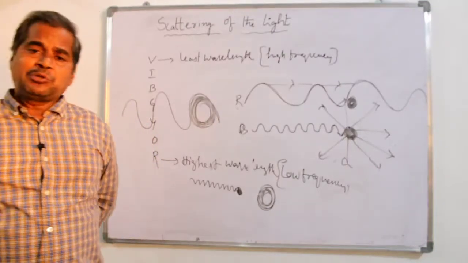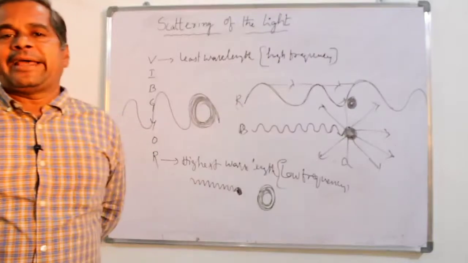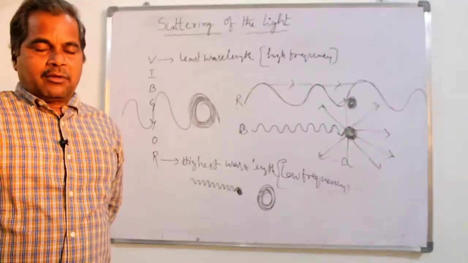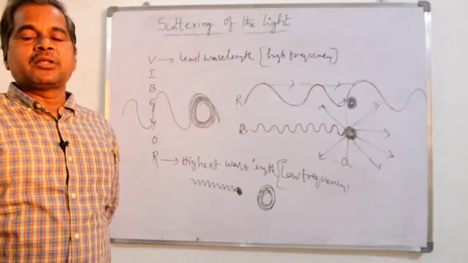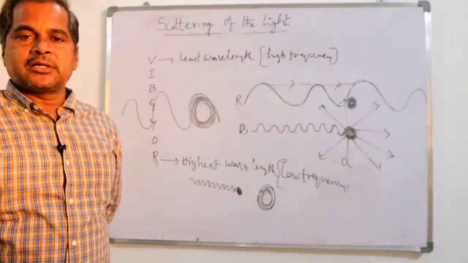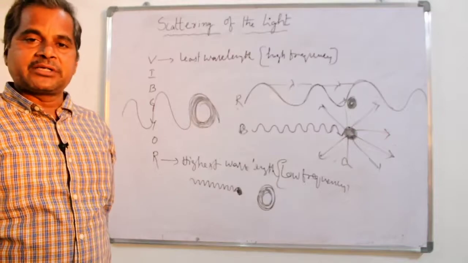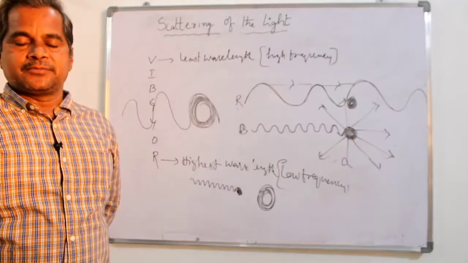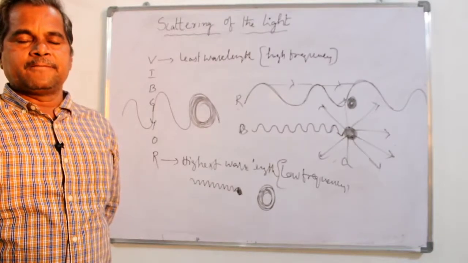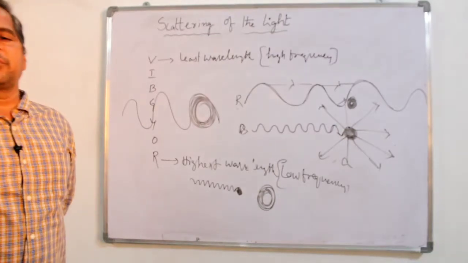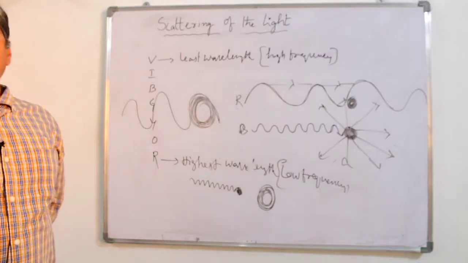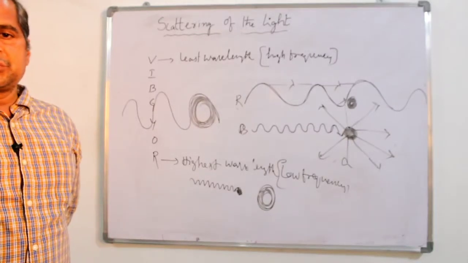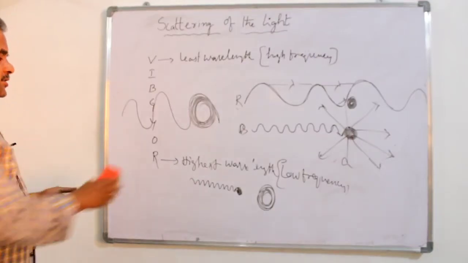So by using this phenomenon, we can explain many things which occur in our nature. Why is the sky blue? Why does the sky appear white in the morning and evening, and why does the sun appear red at the time of sunrise or sunset? We are explaining these by using the scattering of light.